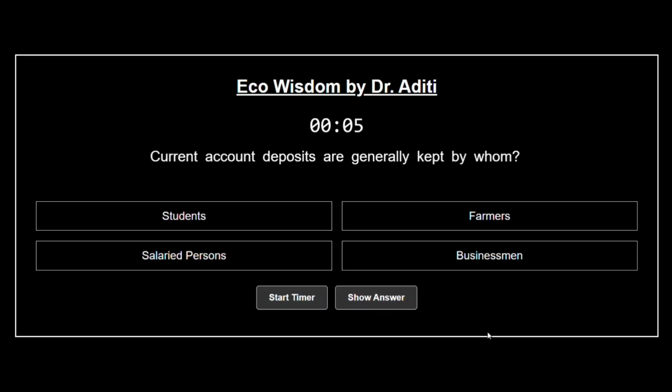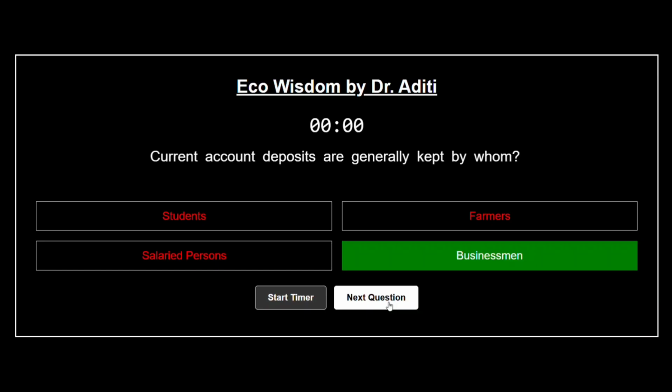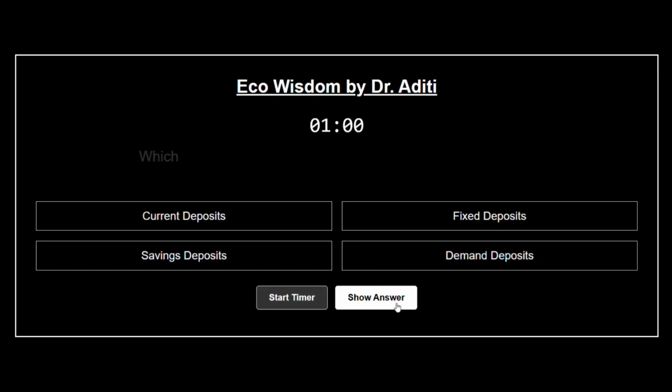I hope you all have marked your answer. Yes. The correct answer is businessmen. So current account deposits are specifically known for businessmen because they are majorly into these particular current bank account services provided by the banks.